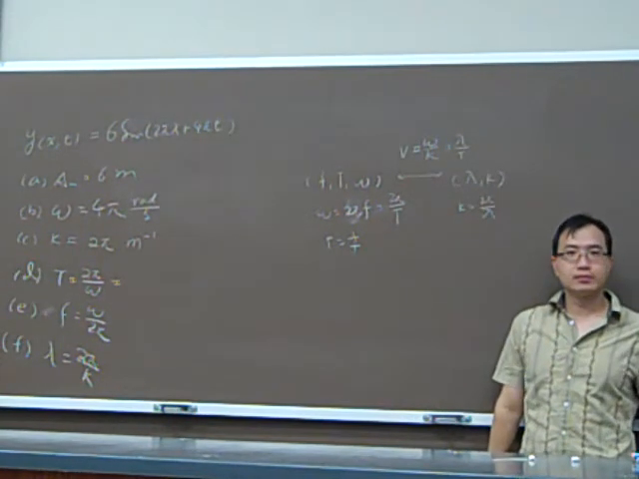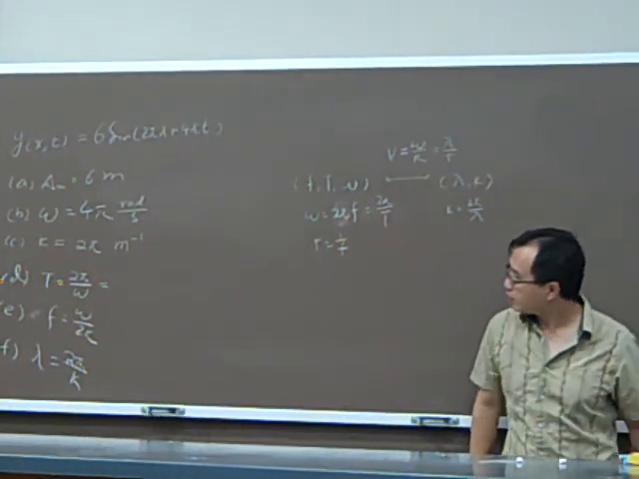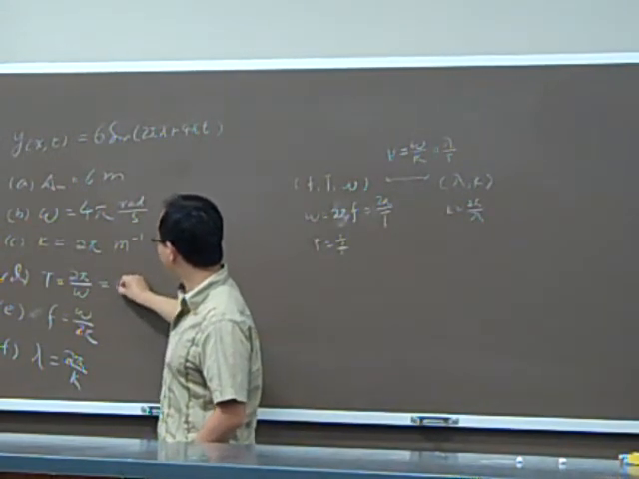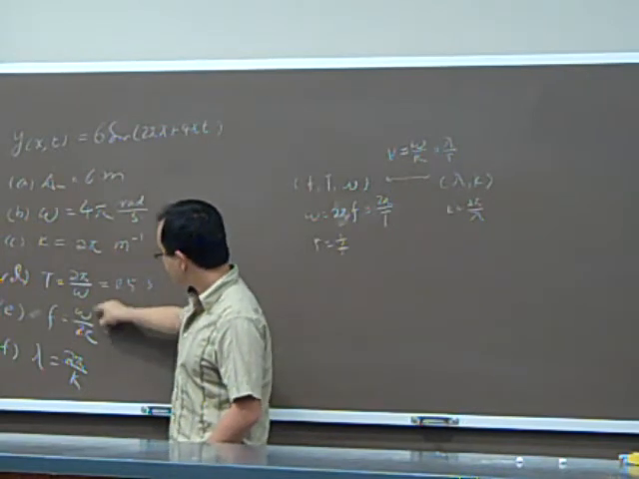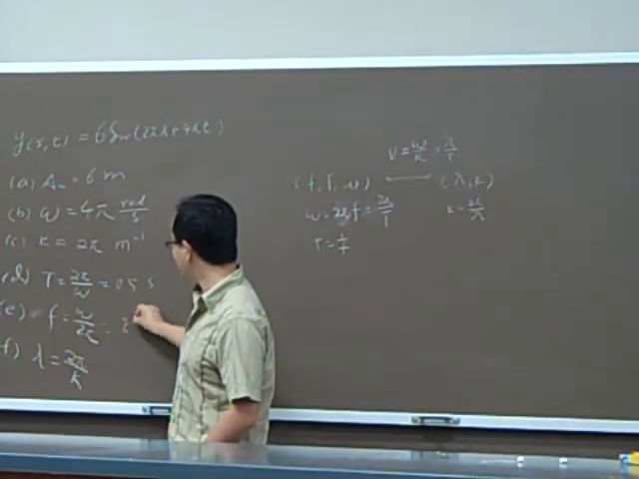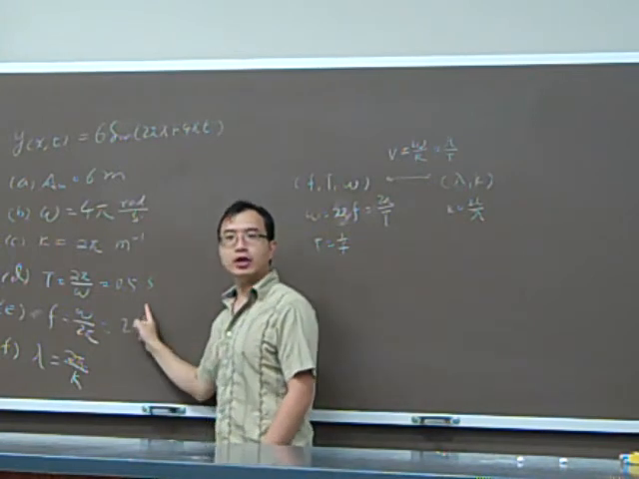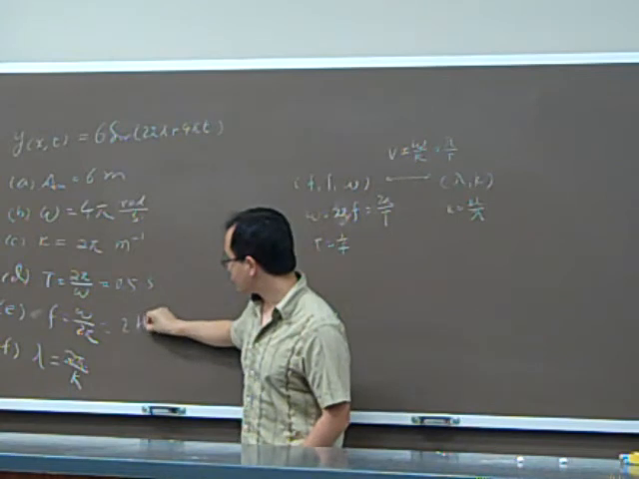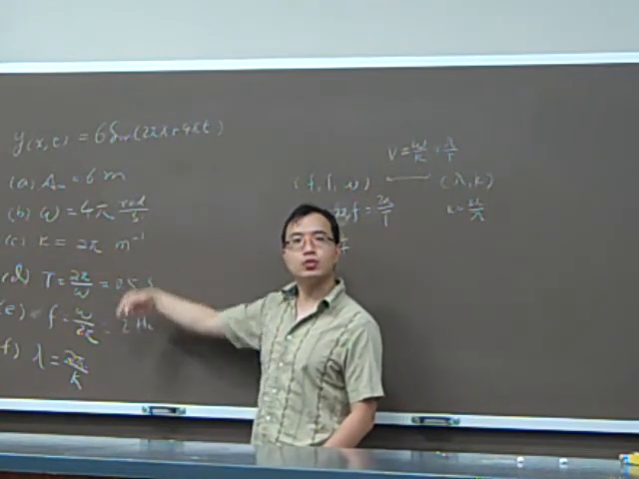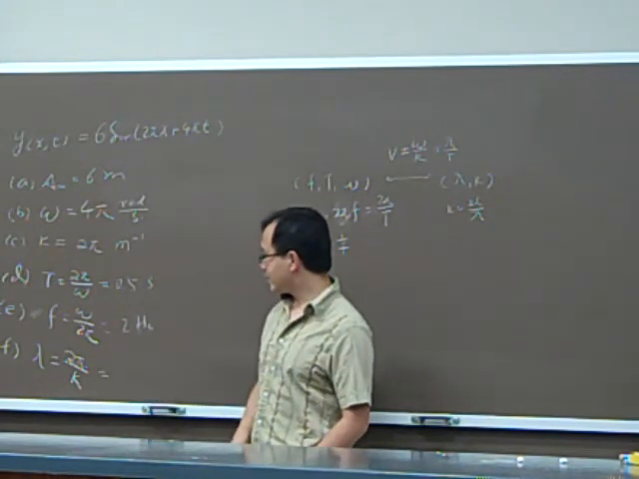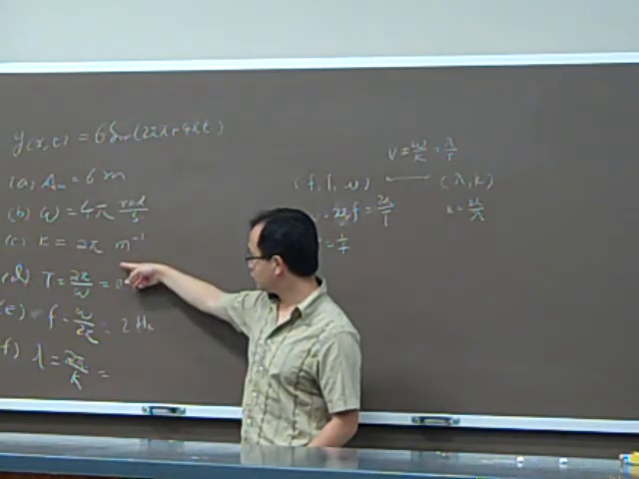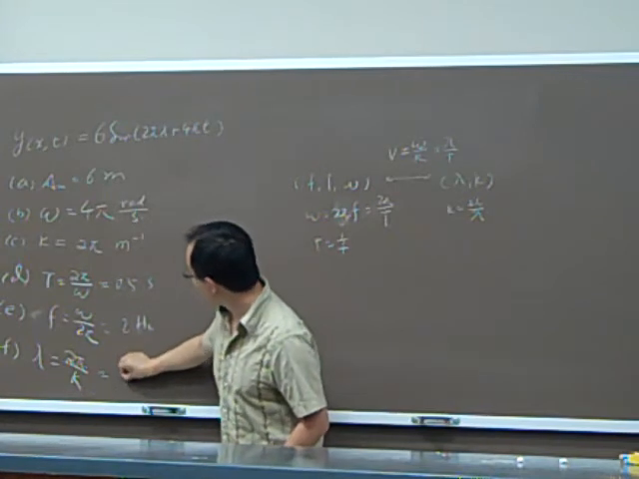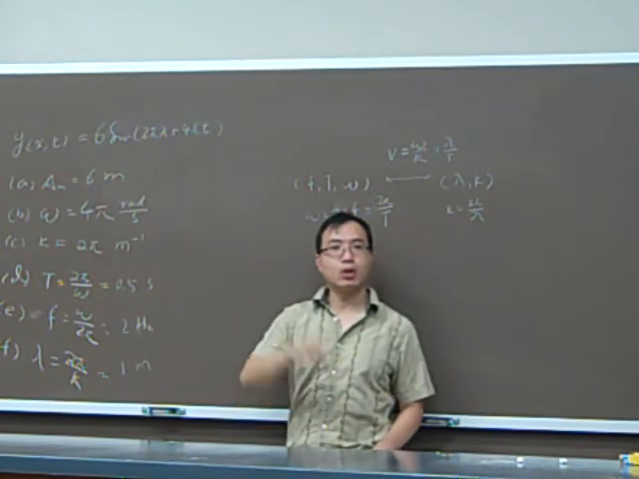Okay, so you can get 2 pi over 4 pi, so 0.5 seconds. That's 4 pi over 2 pi, so it's 2 hertz. So the period is half a second, and the frequency is 2. So in 1 second, you finish 2 cycles. And the wavelength is 2 pi over 2 pi. Okay, so it's 1 meter. The wavelength is 1 meter.